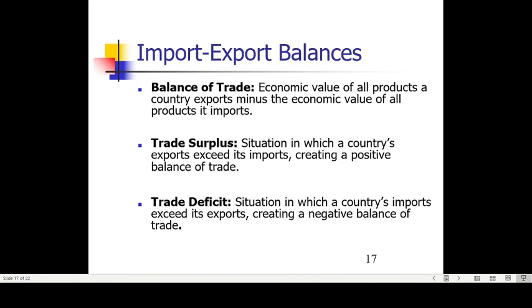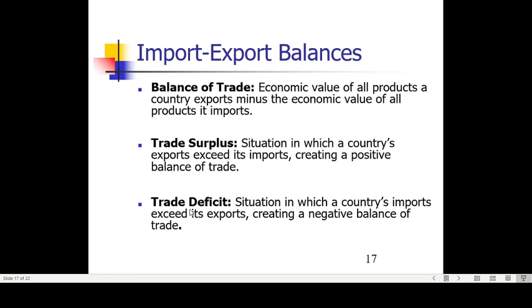Next, we have the trade surplus. Okay, when we say trade surplus, it is the situation in which the country's export exceeds its import, creating a positive balance of trade. Pag mas mataas yung export, meron daw tinatawag na positive balance of trade.